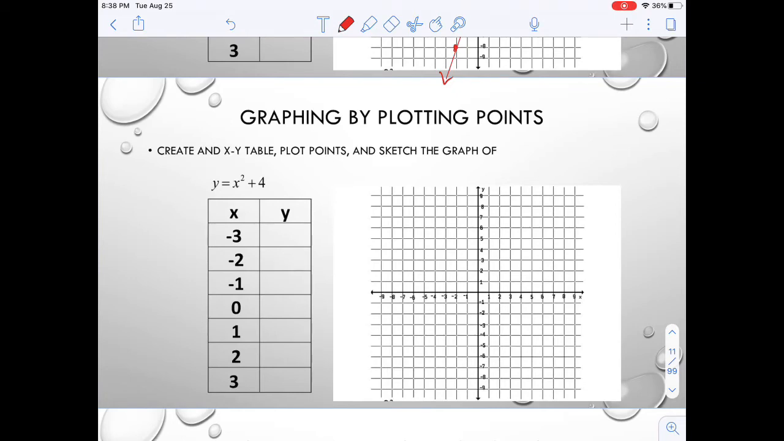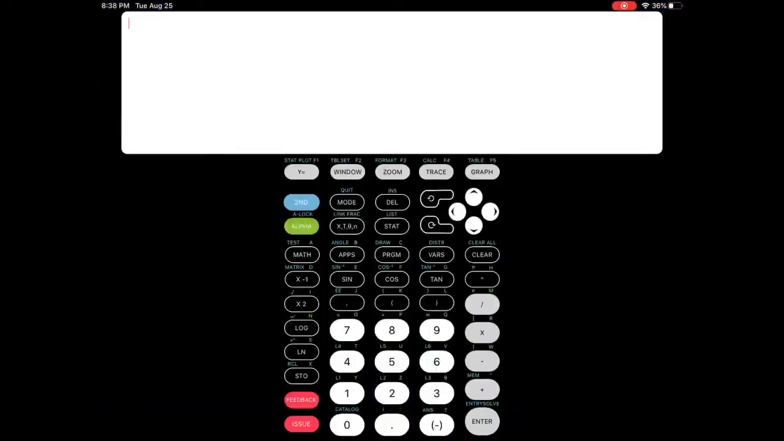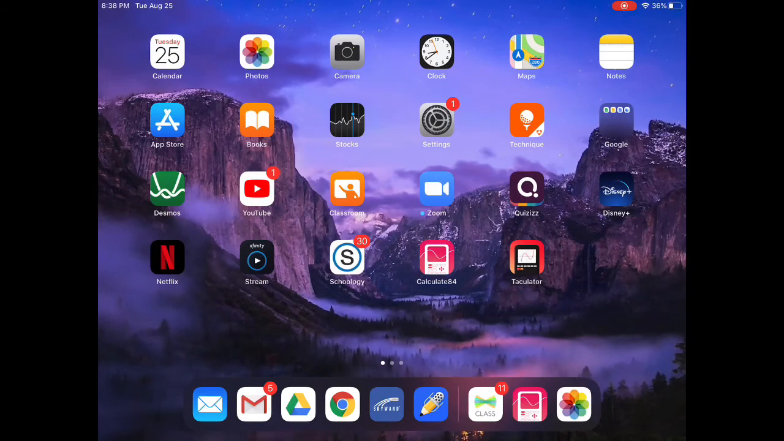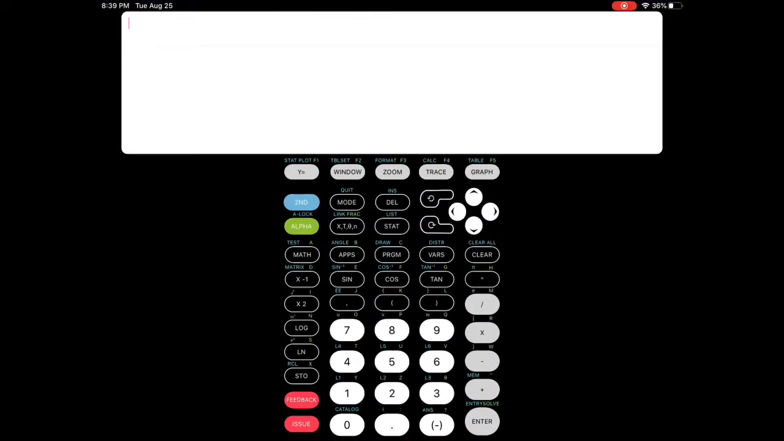So what I'm going to do here real quick is I'm going to open up my graphing calculator. So I have the TI-84 app here on my home screen. So I'm going to open up the TI-84. This functions just like a regular graphing calculator, or if you have your normal graphing calculator with you, you can use it. So here I can enter x squared plus 4.